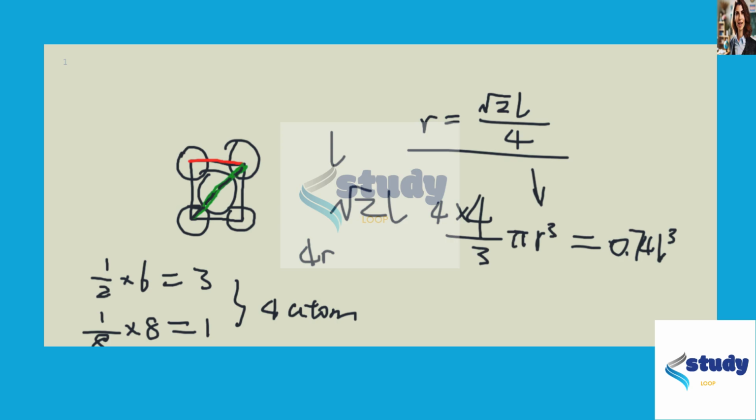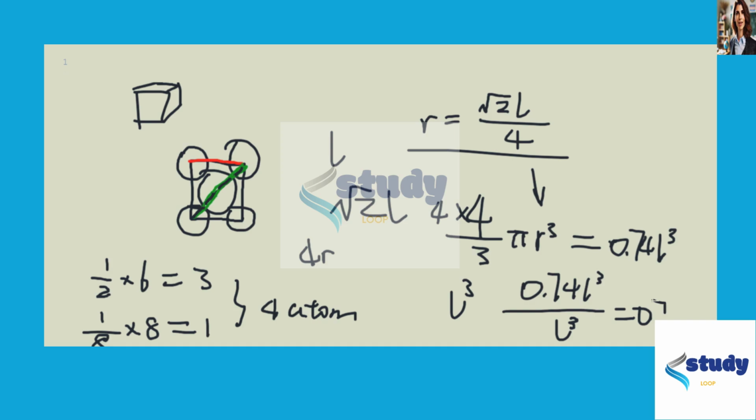So what is the volume of this cube? We all know that the volume of a cube is L cubed. So what's the percent occupation? 0.74 L cubed divided by L cubed equals 0.74, and that also equals 74%.